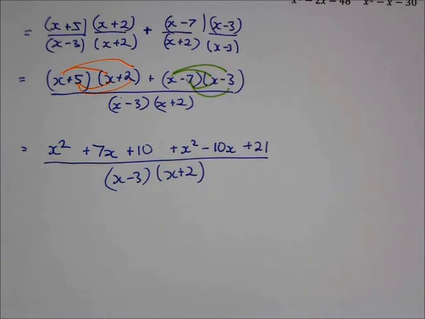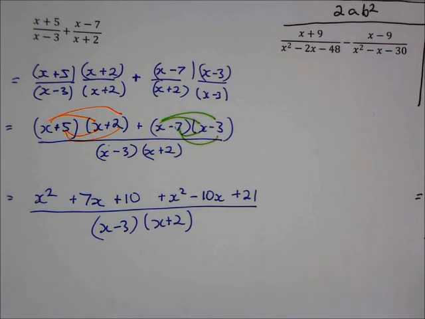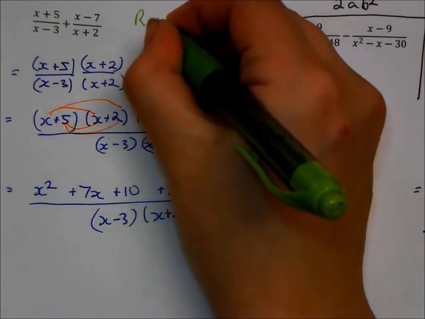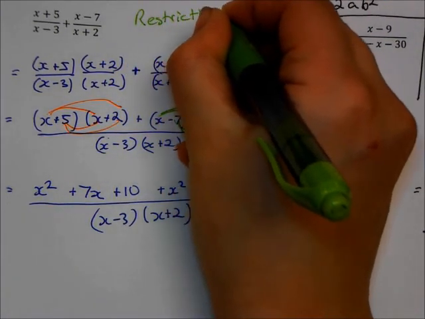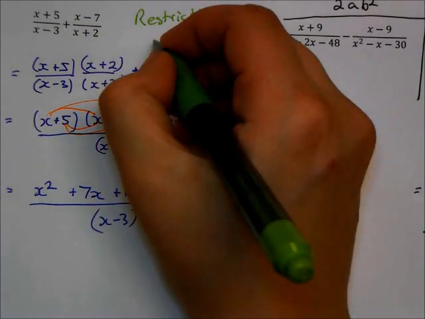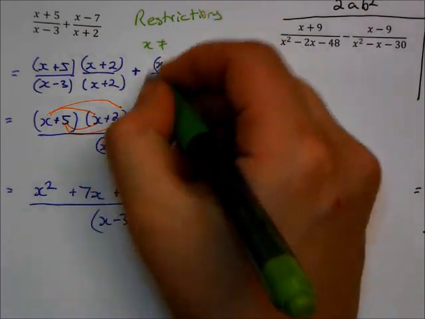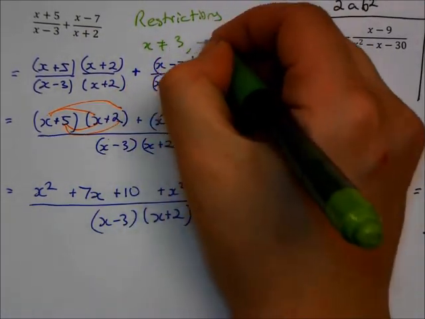I should write my restrictions. My favorite thing in the world. What are restrictions? Well, here I can see that x cannot equal 3 and x cannot equal negative 2.